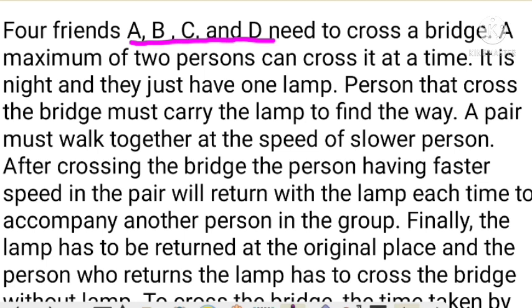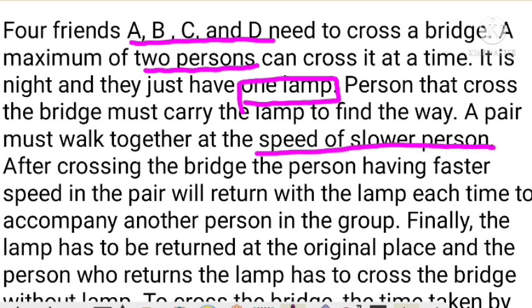A maximum of two persons can cross it at a time. It is night and they just have one lamp. A person that crosses the bridge must carry the lamp to find the way. A pair must walk together at the speed of the slower person.